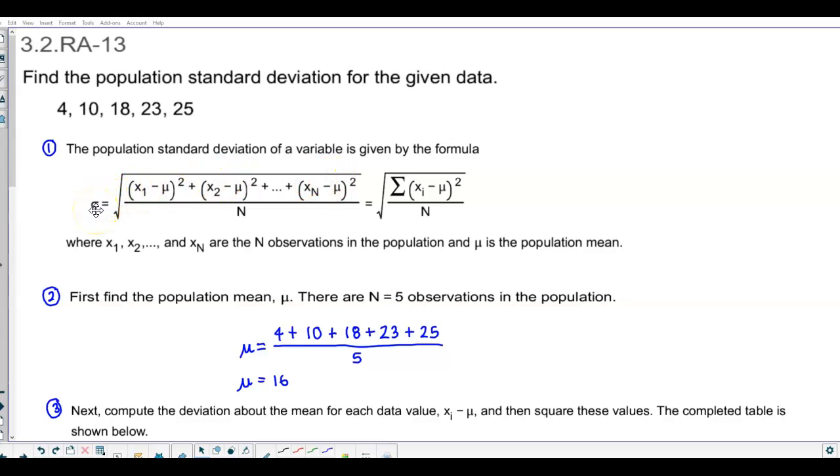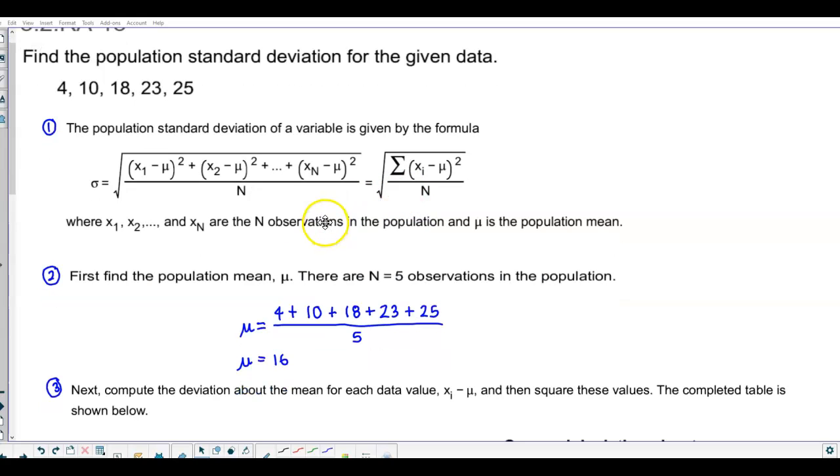We have the population standard deviation is equal to x1 minus the population mean squared plus x2 minus the population mean squared all the way to the last particular value divided by the number that's in the particular sample. And it can be summarized as the square root of the sum of all of the numerators divided by n, where again x1, x2, and xn are the n observations in the population, and mu is the population mean.